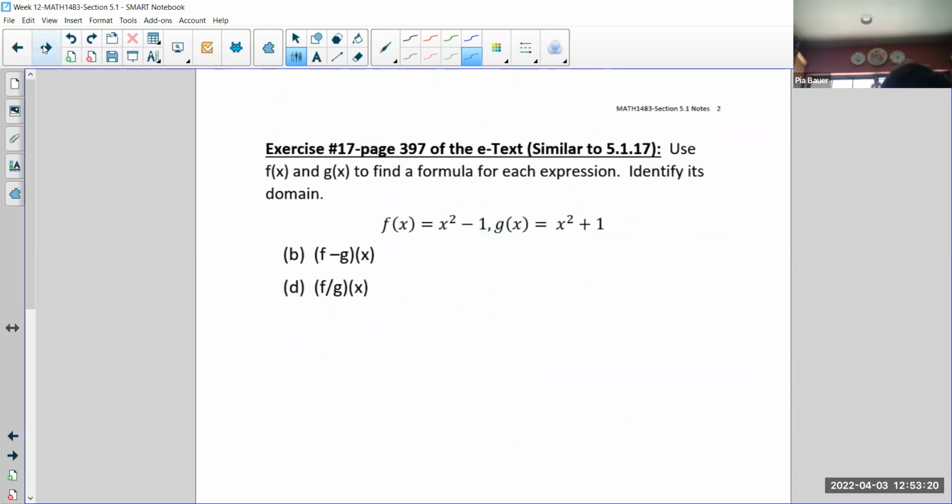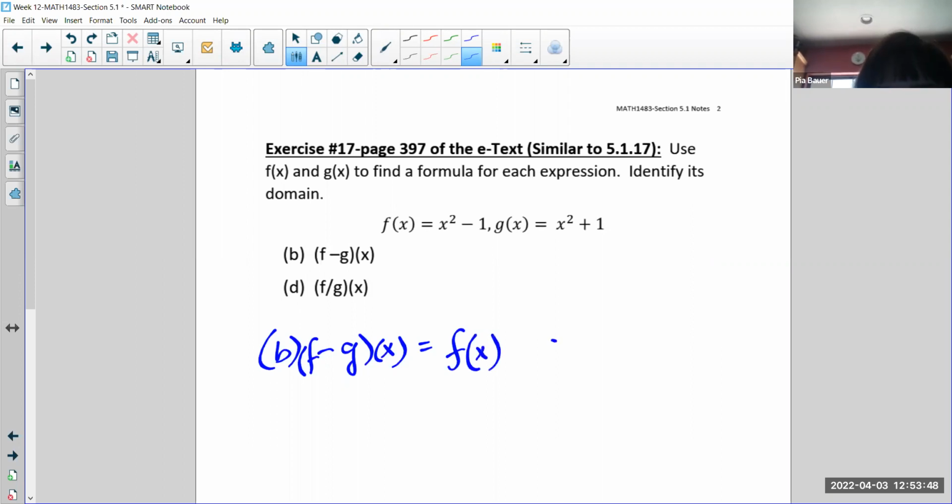Now the next exercise is more algebraic. Notice there are no substitutions for x. You're given f of x equals x squared minus 1 and g of x equals x squared plus 1. And in part B, it says f minus g of x. What that means is you're going to take whatever f of x is, whatever g of x is, and you're going to actually subtract it.